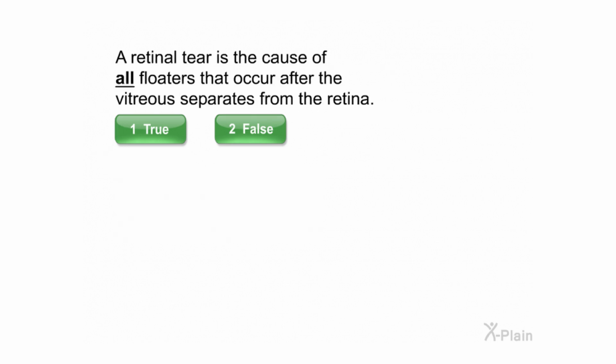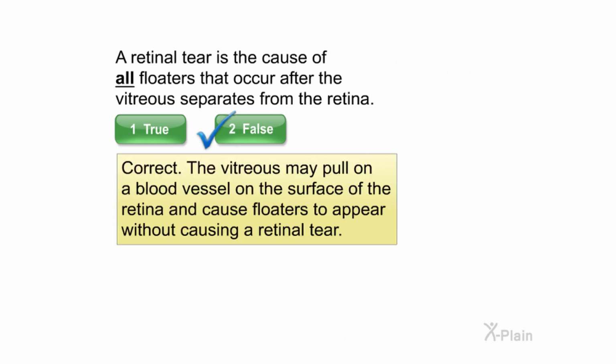A retinal tear is the cause of all floaters that occur after the vitreous separates from the retina. Select true or false. Correct. The vitreous may pull on a blood vessel on the surface of the retina and cause floaters to appear without causing a retinal tear.